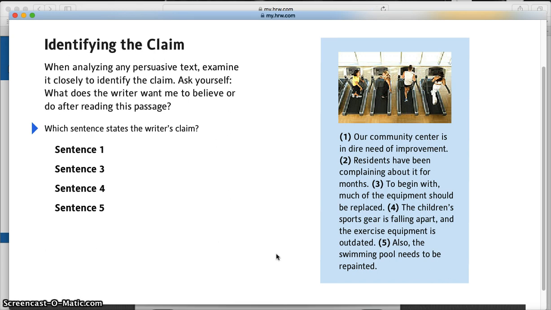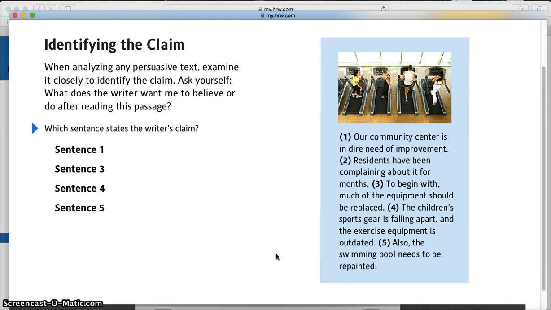All right, so on the right hand in the blue, we've got a piece of argumentative text. "Our community center is in dire need of improvement. Residents have been complaining about it for months. To begin with, much of the equipment should be replaced. The children's sports gear is falling apart, and the exercise equipment is outdated. Also, the swimming pool needs to be repainted."